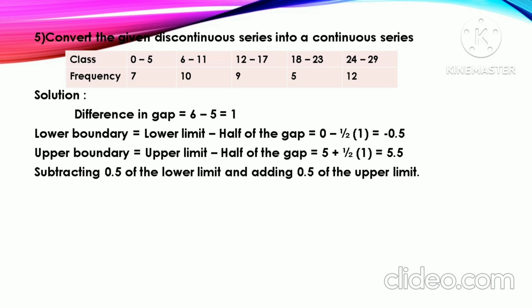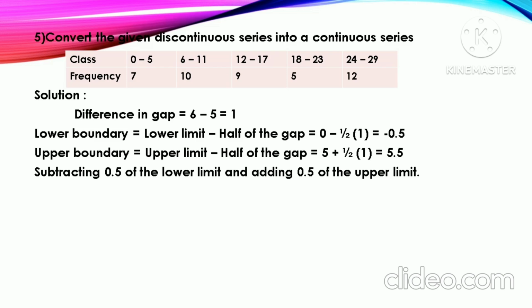As we know, 1 by 2 is 0.5. Then upper boundary is equal to upper limit plus half of the gap. So in the 0 to 5 class interval, the upper limit is 5 plus half of the gap, that is plus 1 by 2 into 1, which is equal to 5.5.